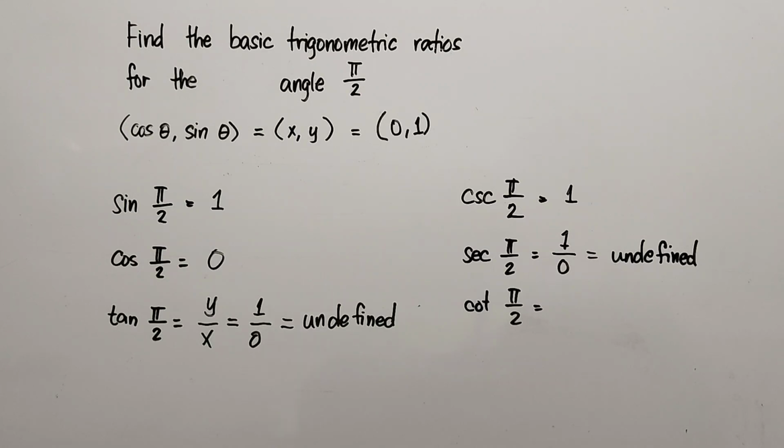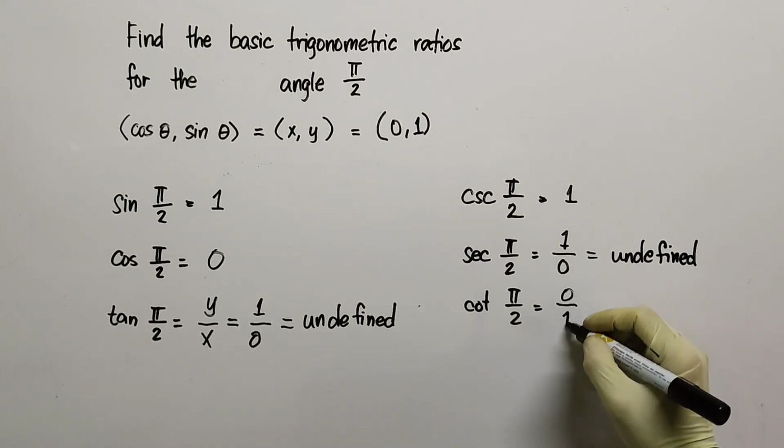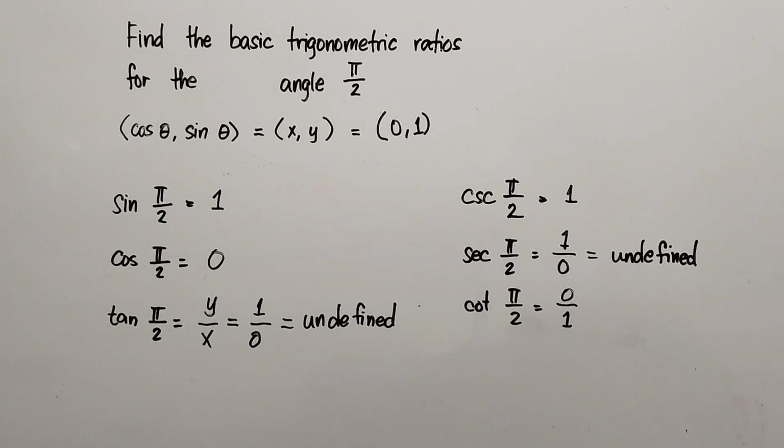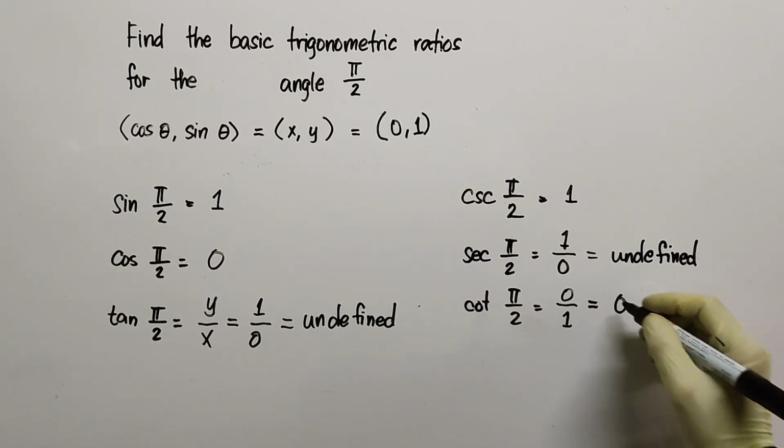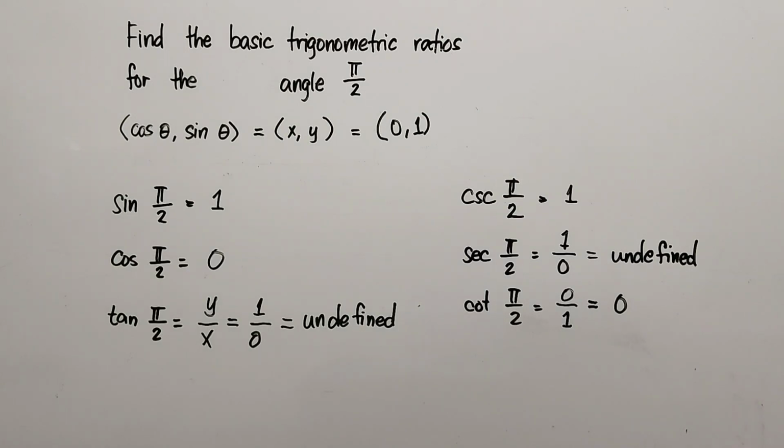And lastly, the cotangent of pi over 2. This is 1 over 0. So we will get the reciprocal. That becomes 0 over 1. 0 over 1 is not anymore undefined, but this is equal to 0. So these are the equivalent trigonometric ratios of pi over 2 rad.